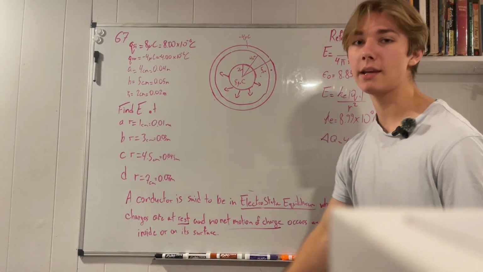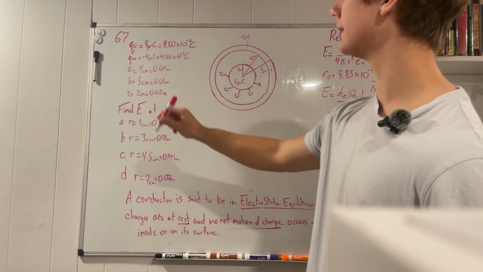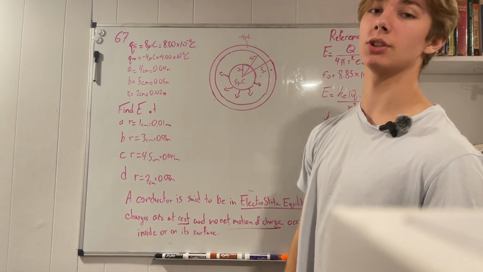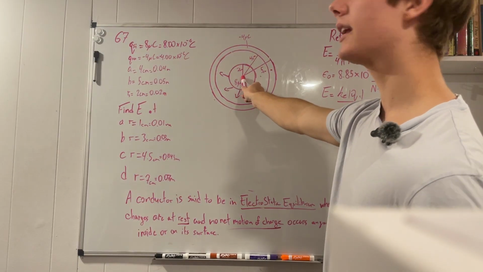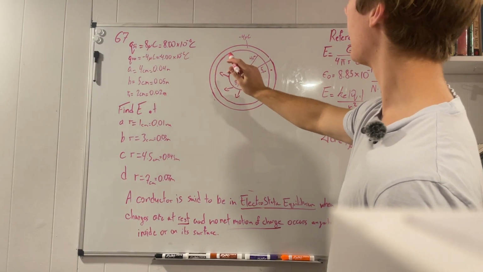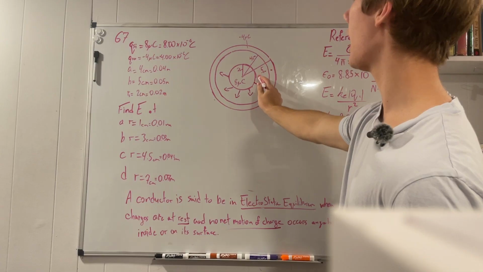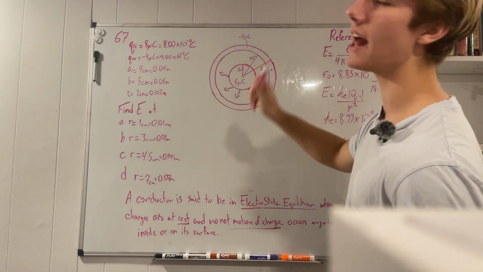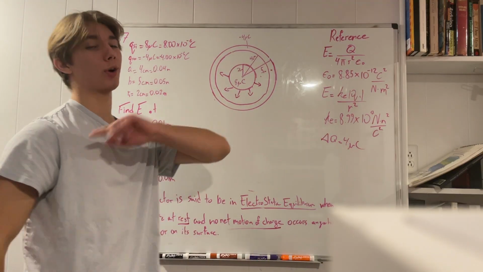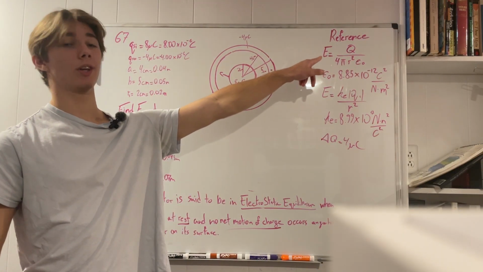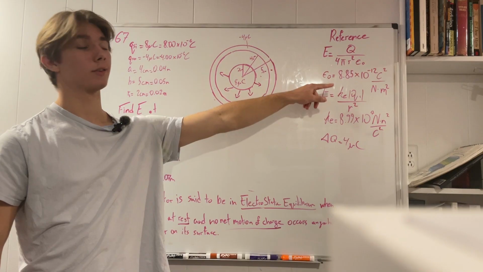Next, we're going on to B. B is asking for us to find the electric field at a radius of 3 centimeters. Now, a radius of 3 centimeters is greater than the radius of our sphere, and it's in between our sphere and our shell. So what does that mean? That means we have to use our electric field sphere equation.